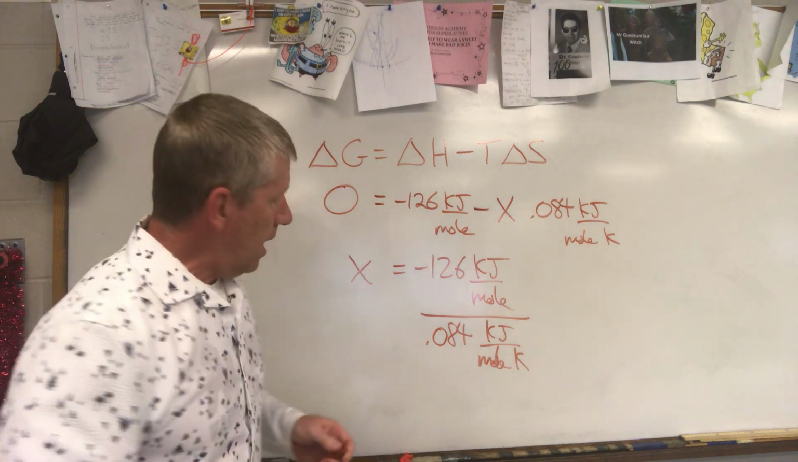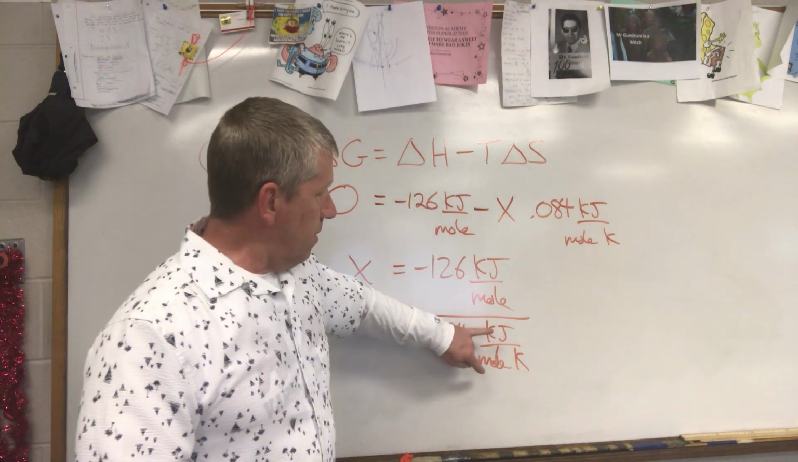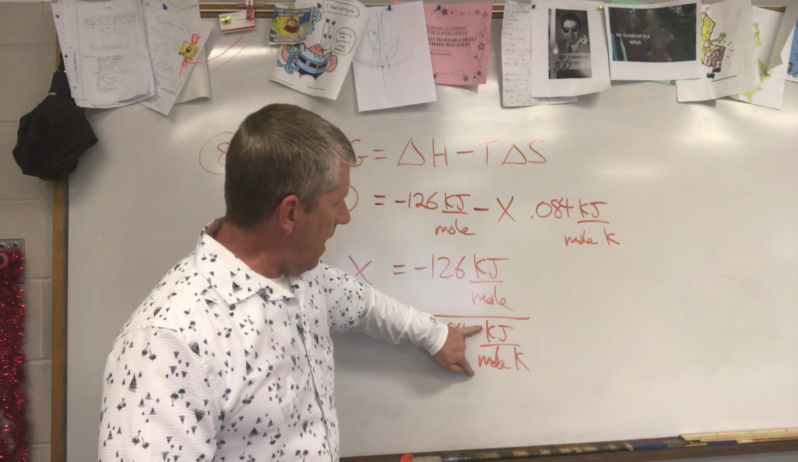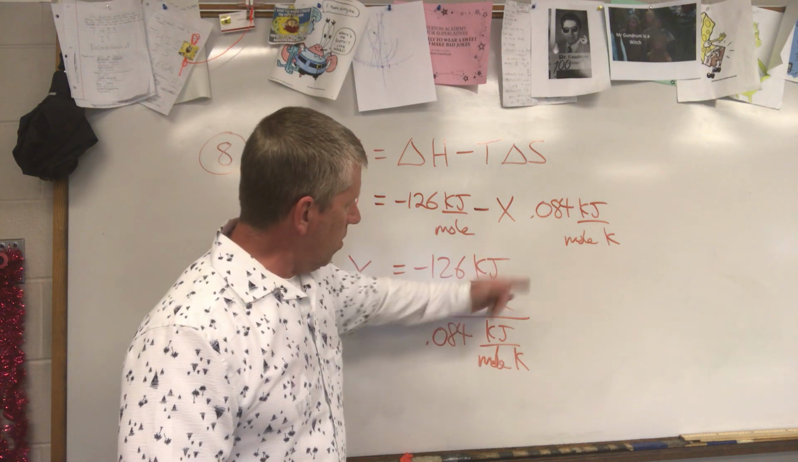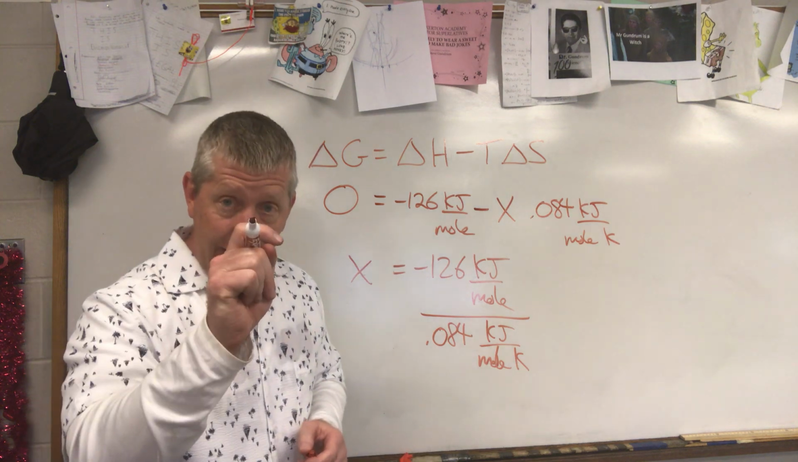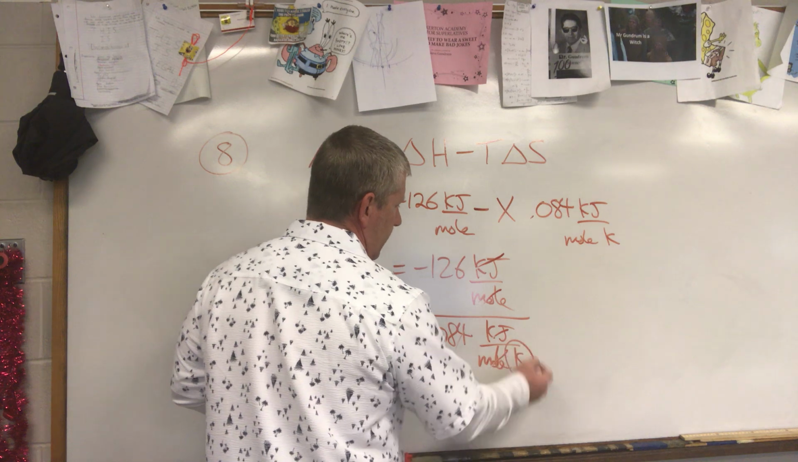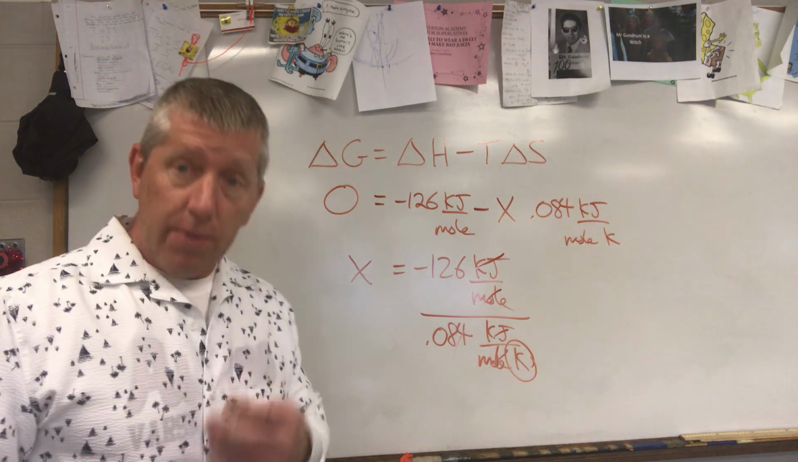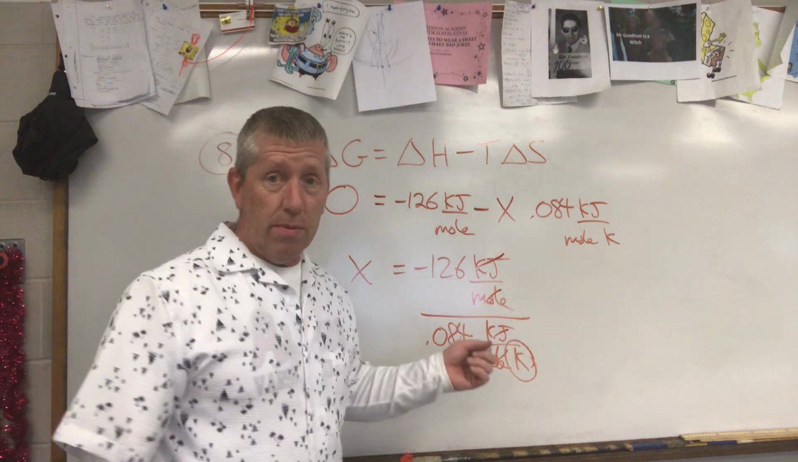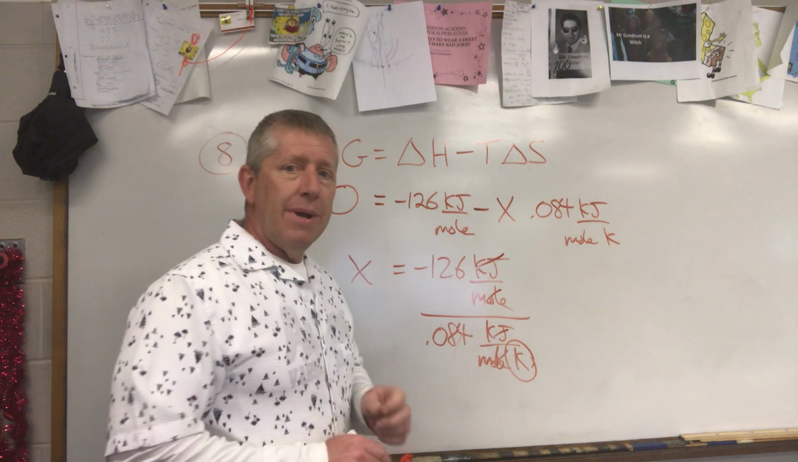All right, check it out. If you divide by something, it's the same thing as multiplying by the reciprocal. So the kJ and the moles cancel. You're left with Kelvin. And it makes sense. We're trying to find the temperature. Remember, X was my temperature. So it makes sense. But, or does it?